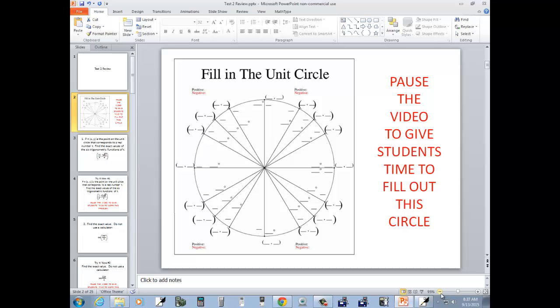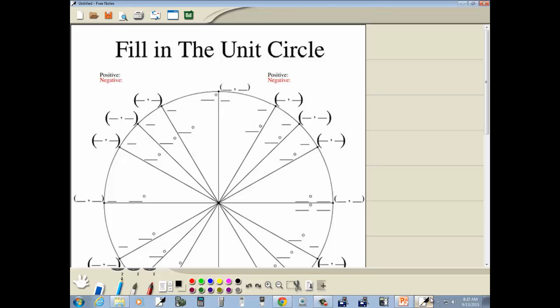Okay, now let's take a look at the unit circle. I'm going to fill this out, and get my pen to work here. There it goes. Well, we'll look at the degrees first. This is 0. Now, as we go around, we'll keep adding.